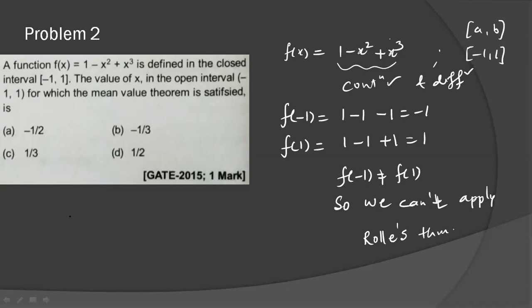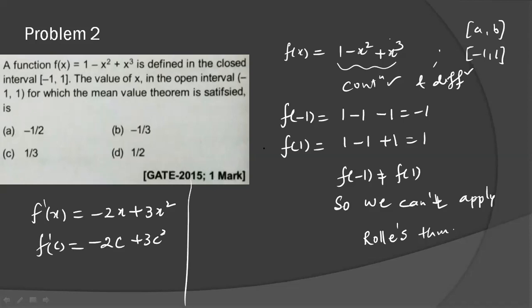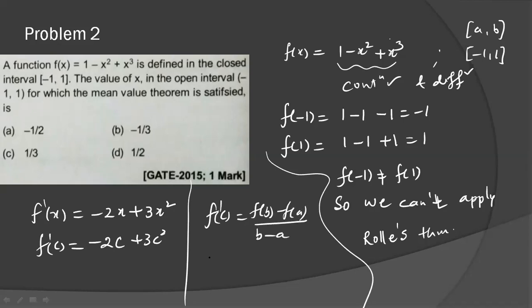So we have to find that c between minus 1 to 1. So f dash x will look like minus 2x plus 3x square. So f dash c will be minus 2c plus 3c square. For f dash c, we apply Lagrange's mean value theorem. It is given as f dash c equal to f(b) minus f(a) upon b minus a. So 3c square minus 2c is equal to 1 minus minus 1 upon 1 plus 1. It means 3c square minus 2c equal to 1.